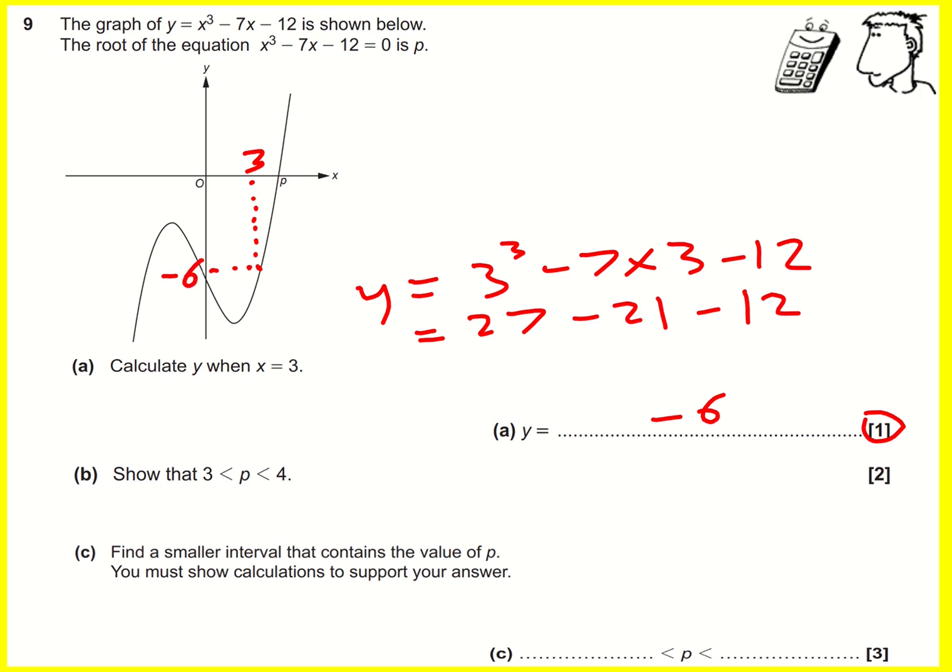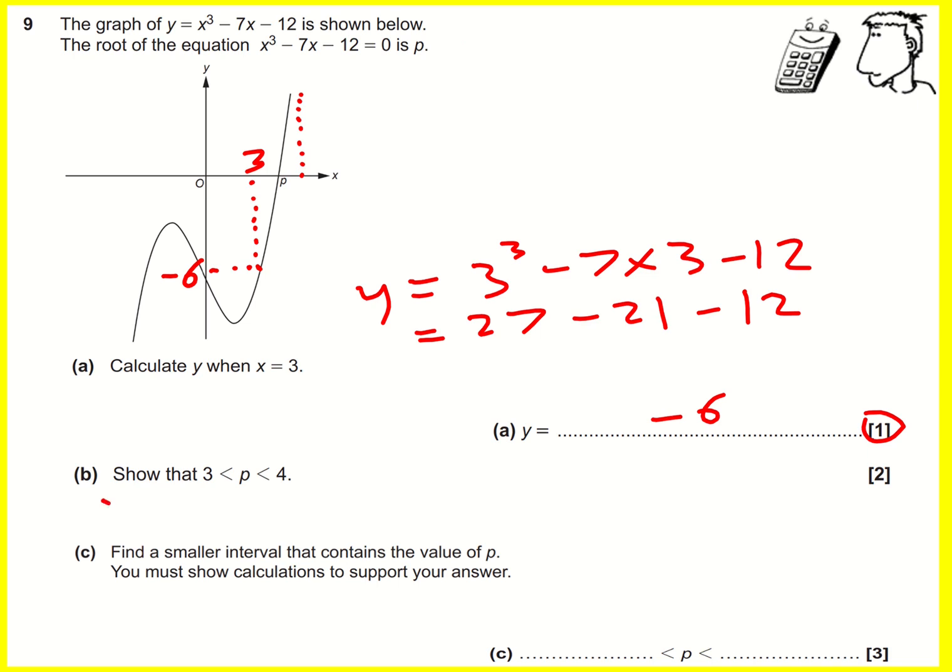minus 6. So if I can look at 4 and show that I get a positive, then I can be sure that the root, the p, is between them. That's the sign change rule, because we know it goes from negative to positive and it doesn't just jump, then it must at some point be 0, which is exactly what the root means.